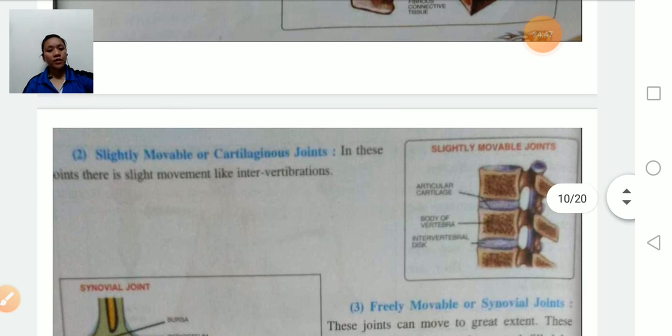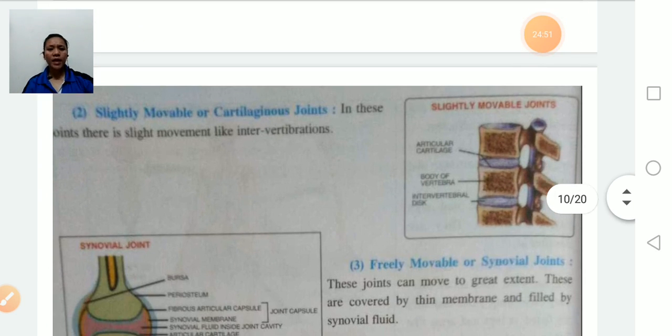Slightly movable joints are also known as cartilaginous joints. Slightly movable means there is a slight movement in these joints, like in the intervertebral joints.